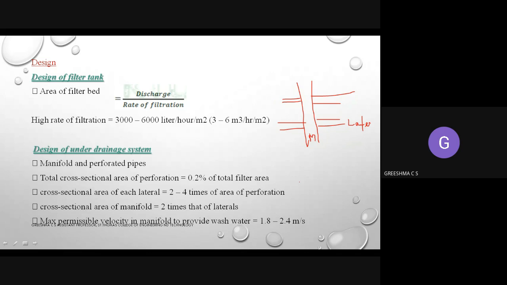The maximum permissible velocity of water through the manifold is 1.8 to 2.4 meter per second for the wash water, that is, for backwashing. The maximum permissible velocity through the manifold that we give for backwashing is 1.8 to 2.4 meter per second.